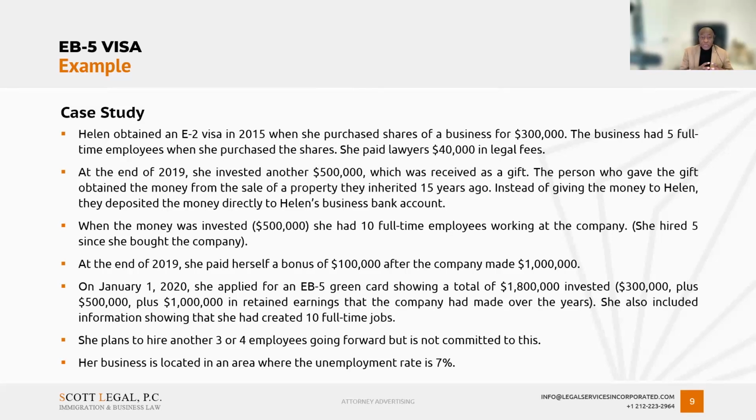So the company can still be used, but if it's used, you need to invest more money, right? So at the end of 2019, it looks like she's done that. She's invested another 500,000, and she got that as a gift. Gifts are no problem. But look at where she got the money from: the person who inherited property 15 years ago. And the reason we included this example is USCIS does not care whether it was 15 years ago, 25 years ago, that the person has died. They don't care. If you can't provide the documents, they'll deny your petition, right?